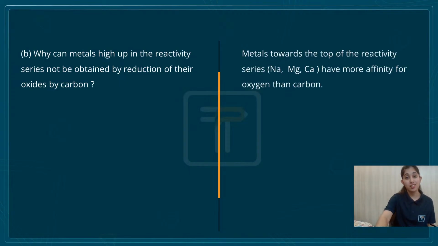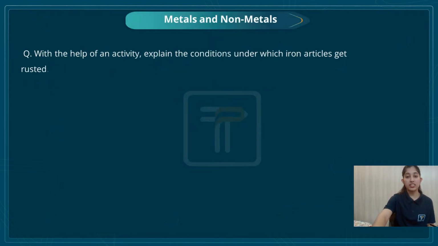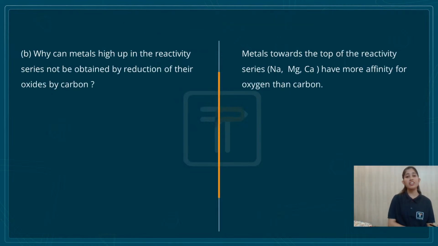Why am I saying this? See, metals towards the top of reactivity series like sodium, magnesium, calcium have more affinity for oxygen than carbon. They love oxygen more, sodium. So why will it give it to carbon? That's why carbon cannot reduce them, right? So for these metals, we cannot use carbon.